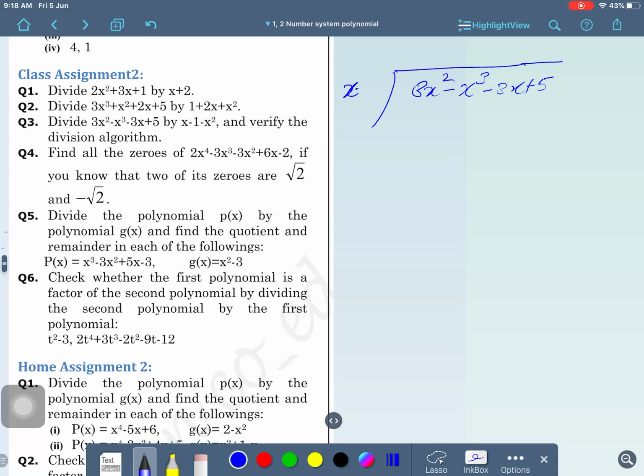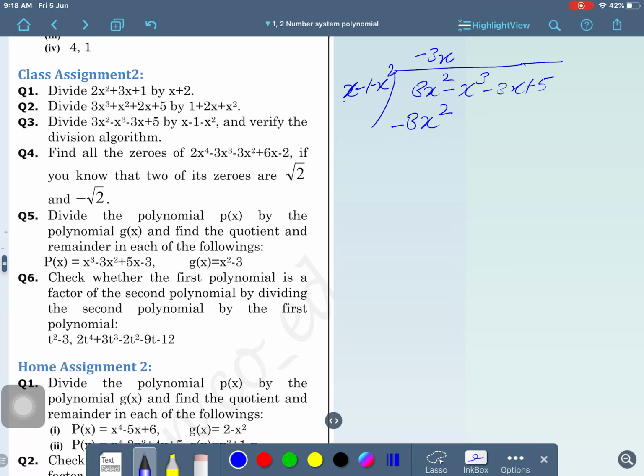The divisor is x minus 1 minus x square. You may see. Clear? First, the x square highest degree term has coefficient minus 1, and its coefficient is 3. 3 divided by minus 1 is minus 3. What is the degree difference between them? The degree difference is 1. So once x will occur, minus 3x into x gives 3x square, and its negative is to be written there.